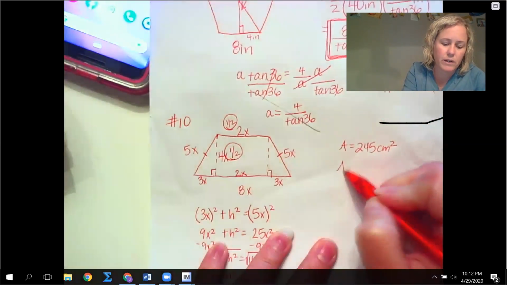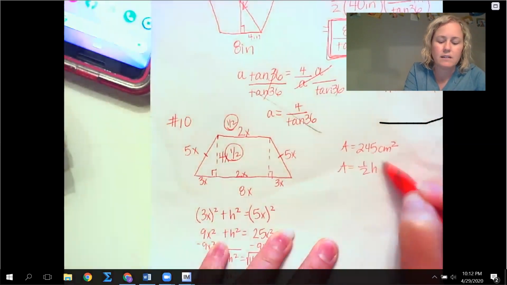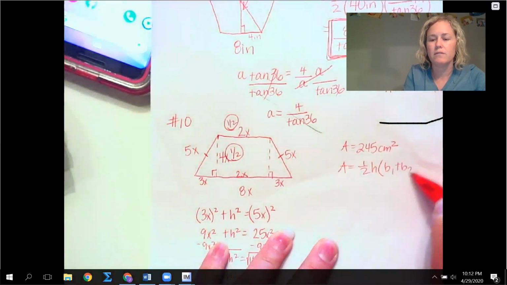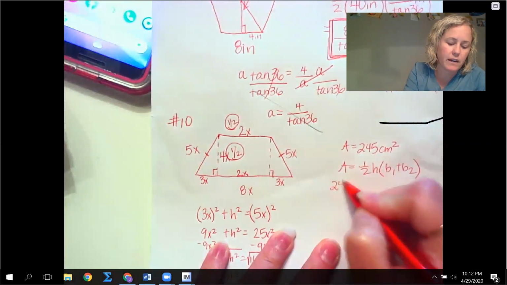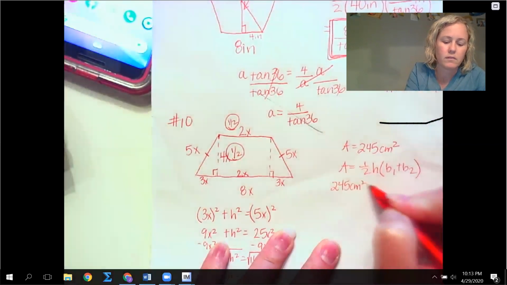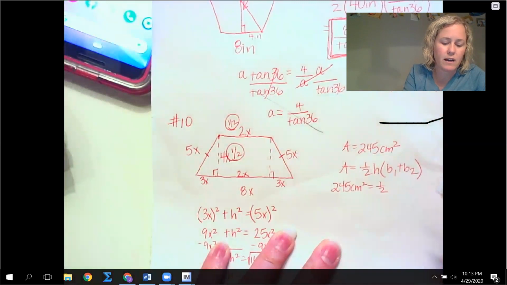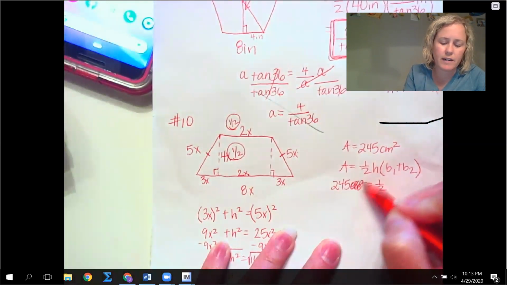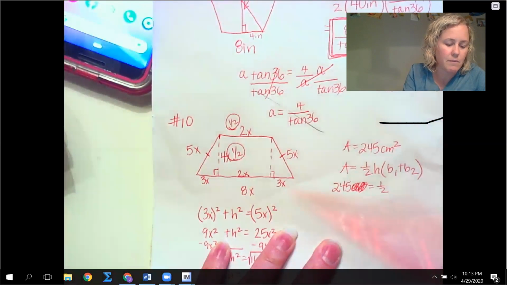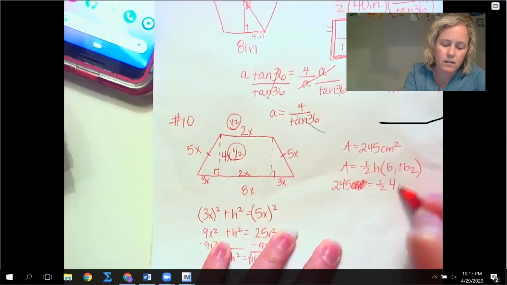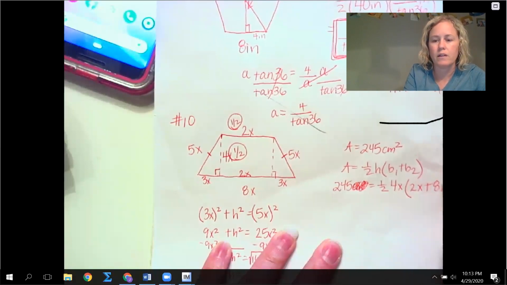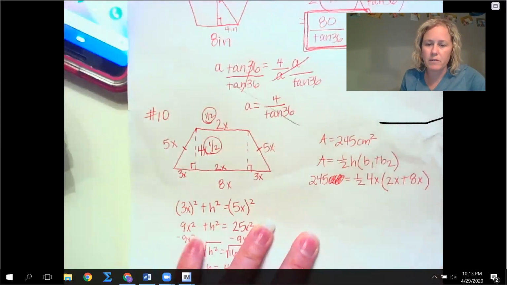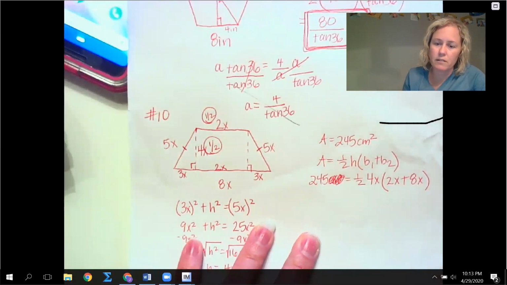Okay, and then from there, we're going to write an equation. We know area is 1/2 height times base 1 plus base 2 for a trapezoid. They gave us the area. It's 245. I'm going to leave the units off for right now just because it'll get complicated. We know the height is 4x. We know one of the bases is 2x and the other base is 8x. So I have now plugged in all of my information and I'm going to solve for x.